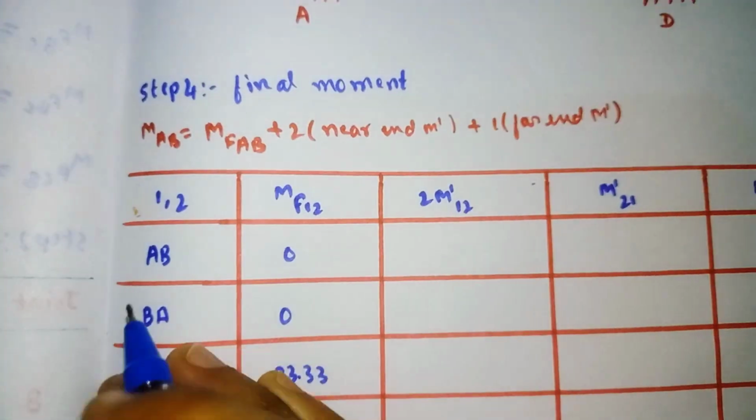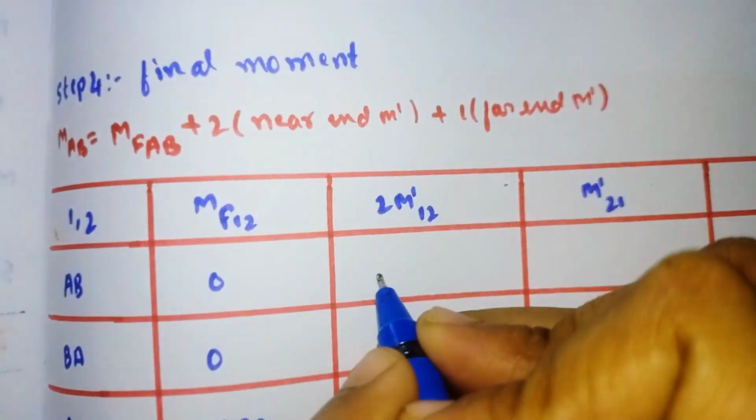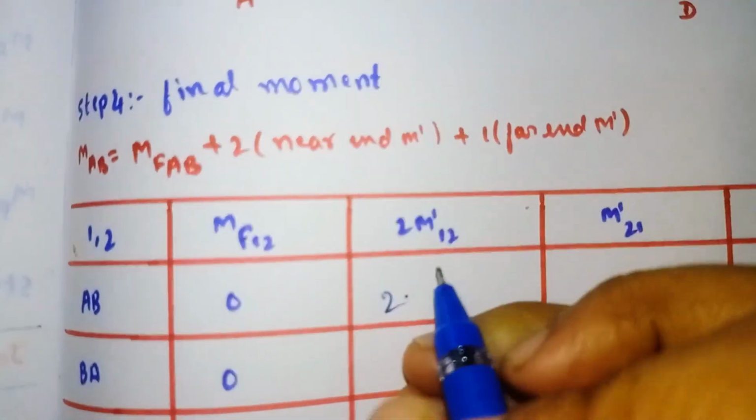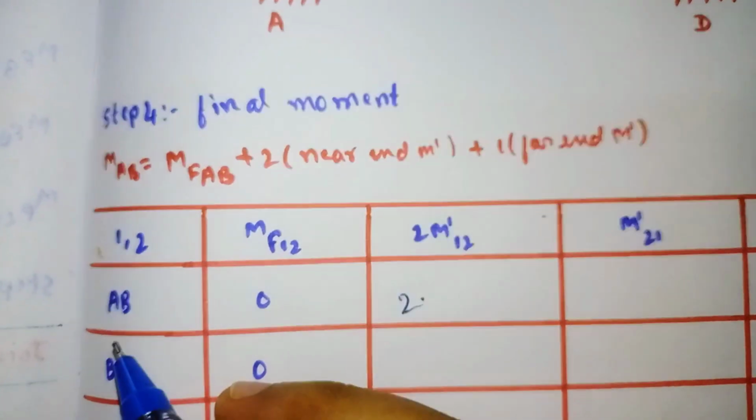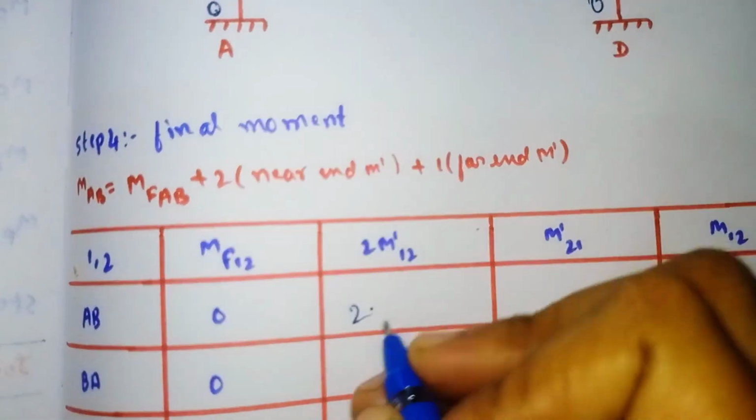So now we'll see one by one. The fixed end moment of AB is 0, and 2 into M dash of 1 is nothing but the rotation factor of AB. The rotation factor of AB, there is no rotation factor for AB.